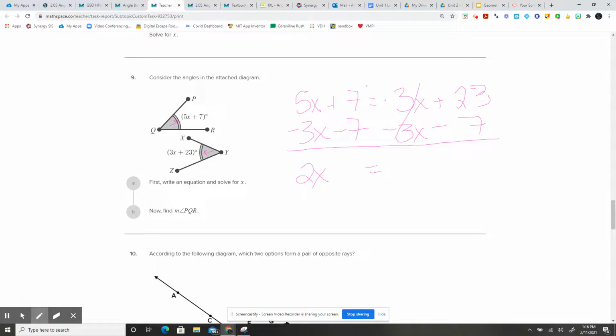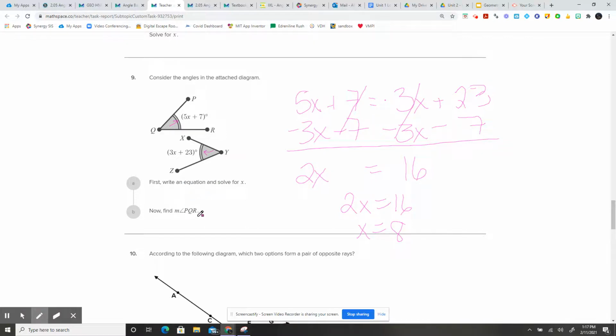So I bring my equal sign down. My plus 7 and minus 7 cancel out. My 3x and minus 3x cancel out. 23 minus 7. My brain hurts a little bit today, so it's going to take me a minute. 23 minus 7 is 16. So I'm going to write 16. If 2x equals 16, then x equals 8. So the first thing I'm going to do is write x equals 8.